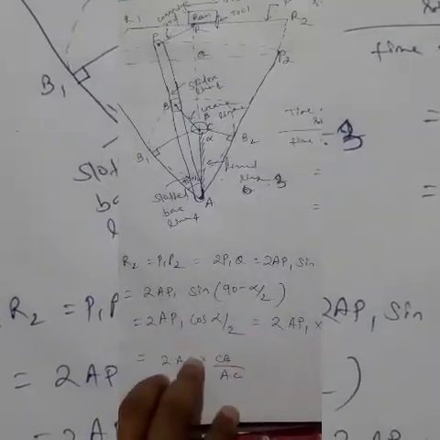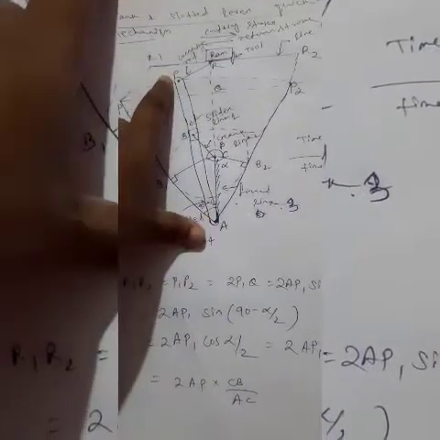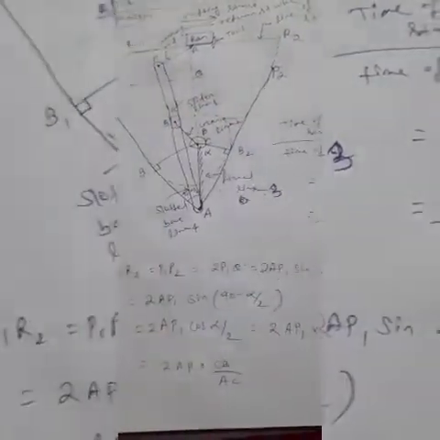So CB is the length of the crank, AC is the length of the fixed link, and AP is the length of the slotted bar. So from that we can calculate the length of the stroke. So you can see this animation. So this green circle is the total rotation of the crank.